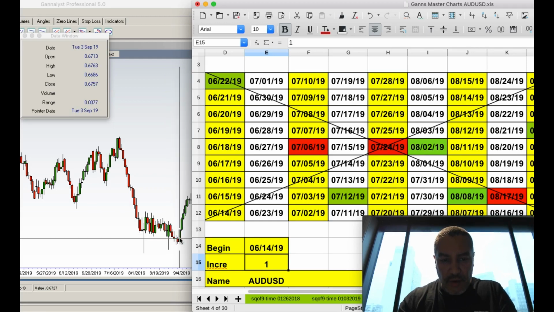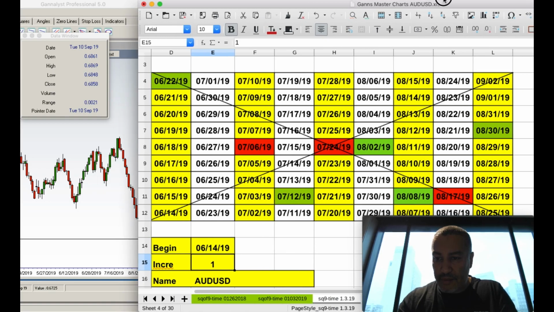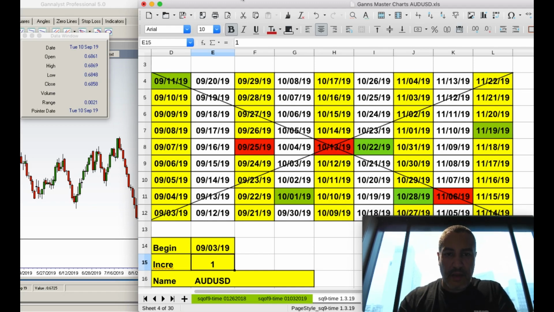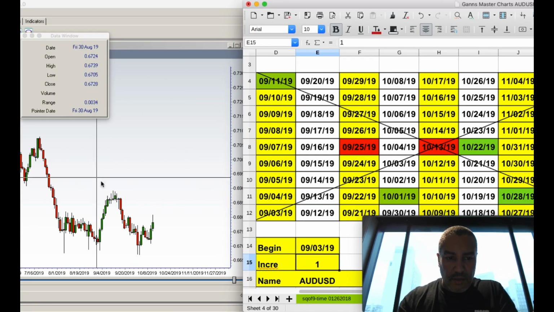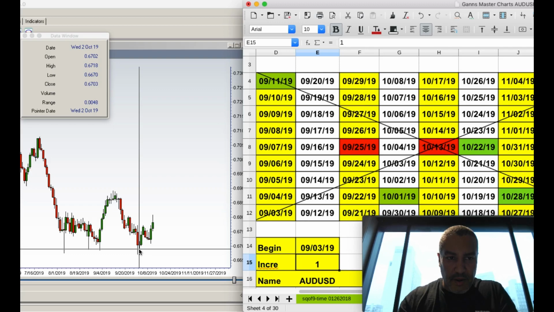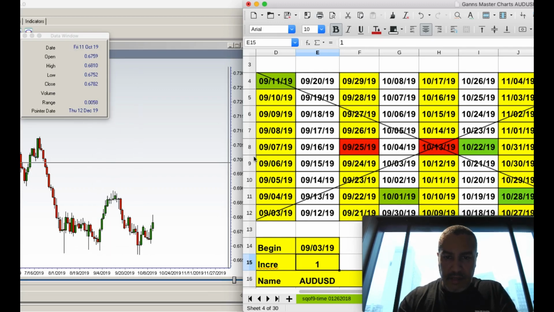And then the other swing low, impulse wave up, was September the 3rd. So we go all the way here. Where's September the 3rd? Ignore this, it's already out of the square of 9. So we go to September the 3rd. Yep, 9/3/2019. And then this is where we're at right now. So this is the September 3rd swing low.